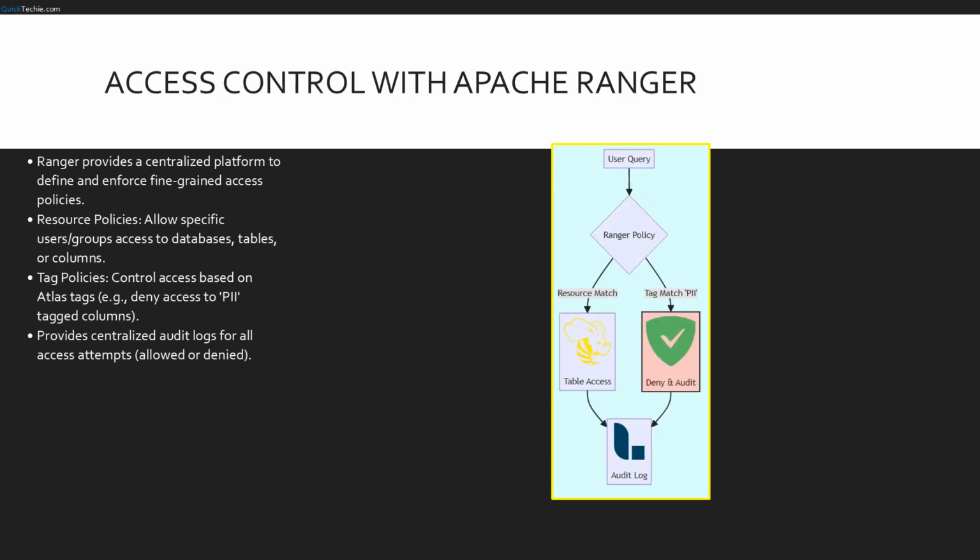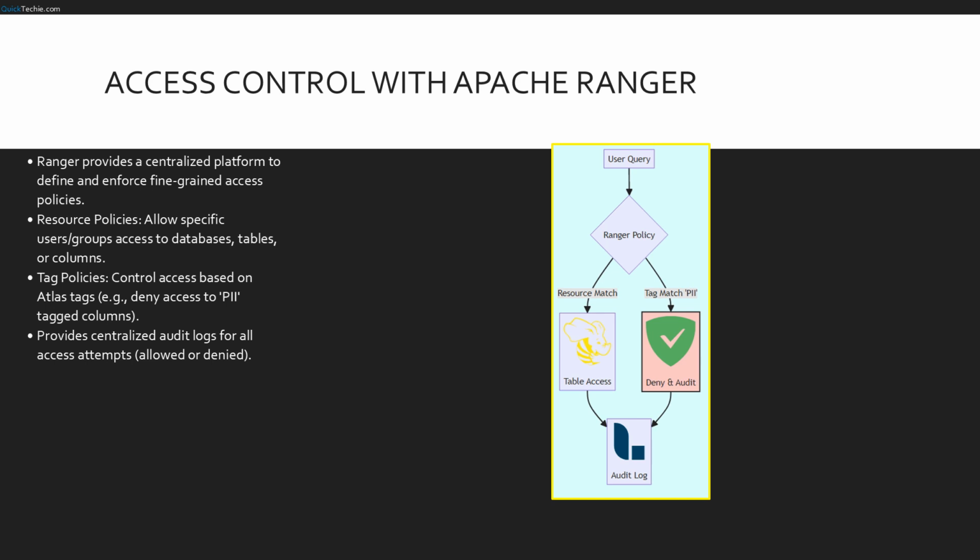For security enforcement, we use Apache Ranger. Ranger allows you to define policies that control who can access what. You can create resource policies to grant specific groups, like marketing analysts, read access to specific Hive tables or columns. Beyond simple resources, Ranger integrates with Atlas for tag-based policies. If Atlas tags a column as PII, personally identifiable information, Ranger can automatically deny access to that column for non-HR users, regardless of where the data lives. Ranger also acts as your auditor, logging every access attempt to a centralized repository.